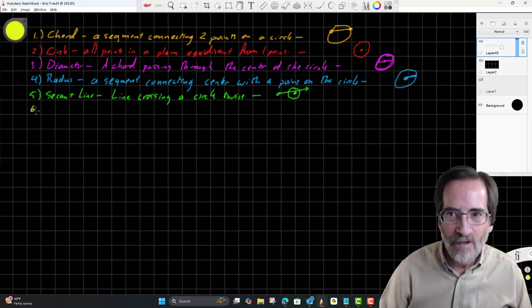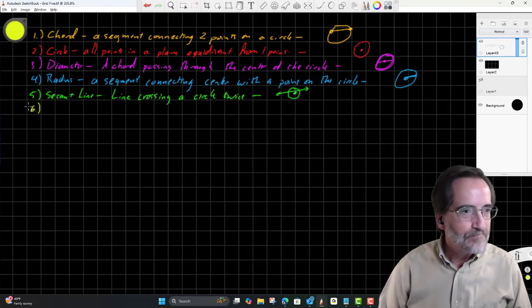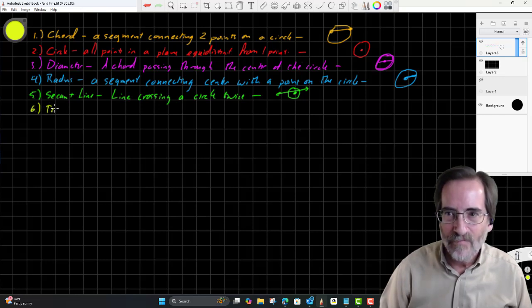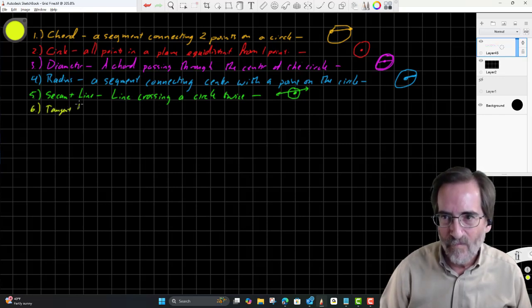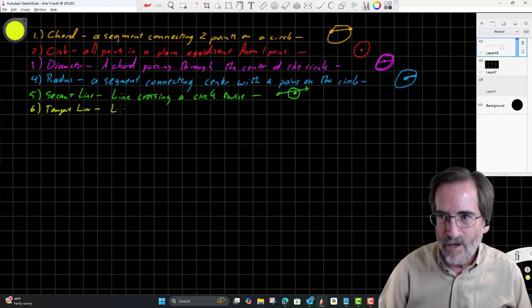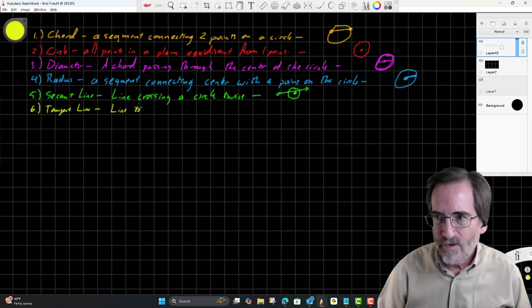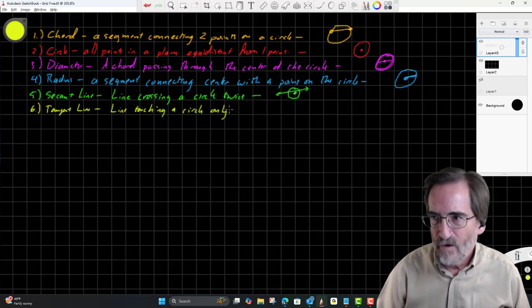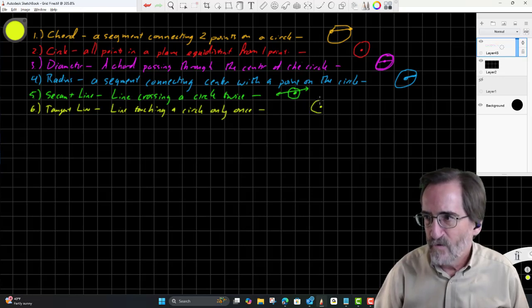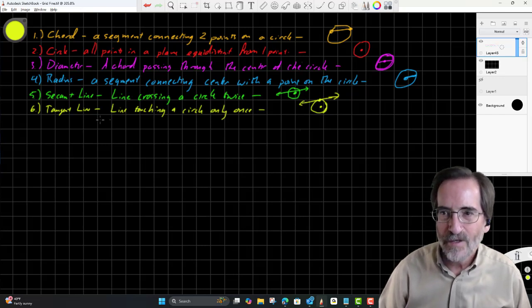Number 6. Tangent line. A line touching a circle only once. So here's the circle. Tangent line touches the circle just once. 1 point, not twice.